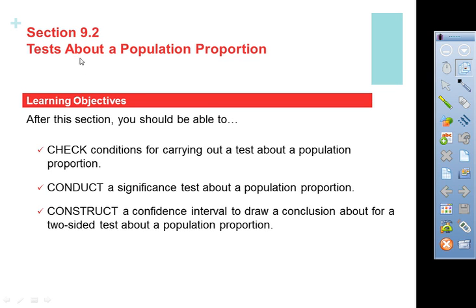9.2, we're going to actually start testing with population proportions. We've learned all about significance testing in general and Type 1 and Type 2 error, but now we're actually going to get to calculate and make decisions.